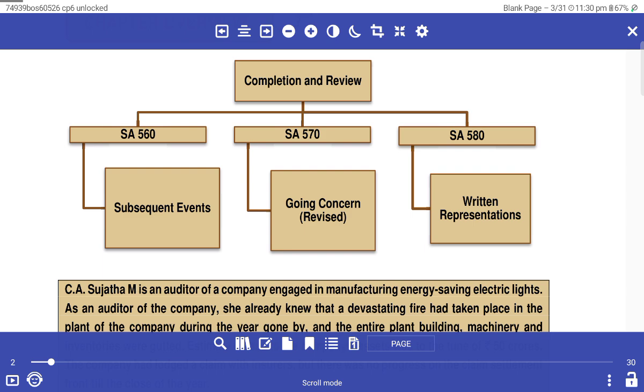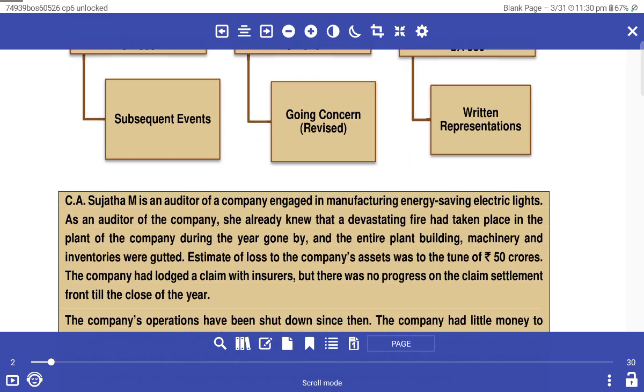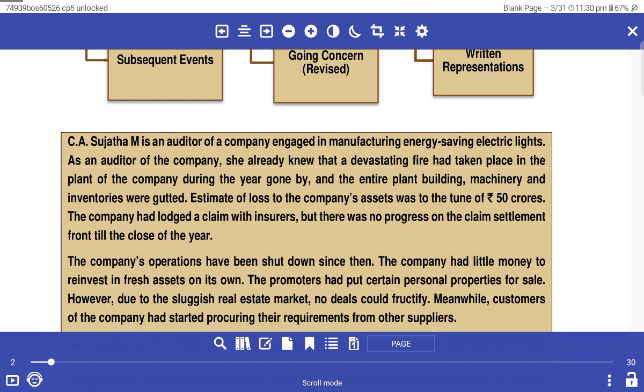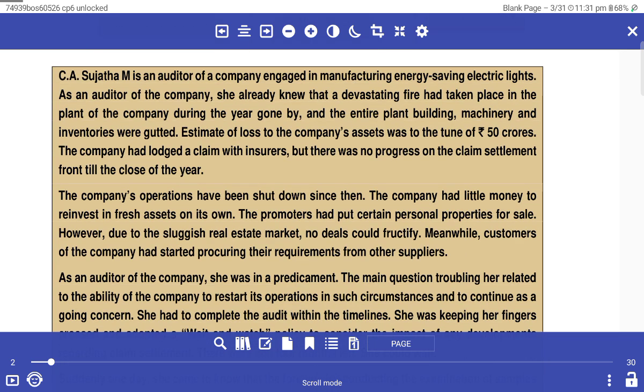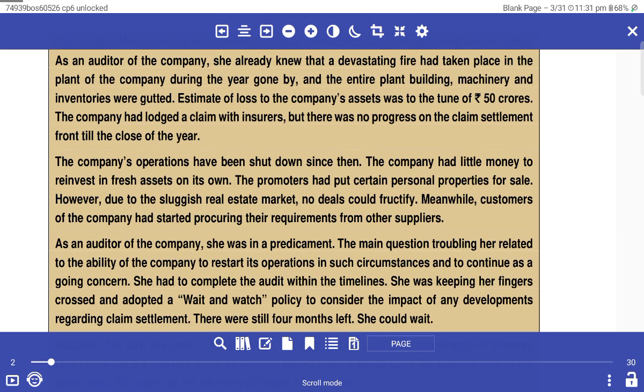Completion review: SA 560, subsequent events; SA 570, going concern; SA 580, written representations. CA Muthukumar is an auditor of a company engaged in the manufacture of energy saving electric lights. As auditor, he already knows that a devastating fire took place in the plant of the company a year ago, and the entire plant, systems, and machinery are destroyed. The estimated loss of the company is assessed at over 50 crores. The company has lodged a claim with the insurer, but there has been no progress on its settlement until the close of the year.